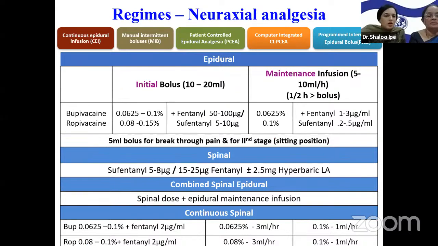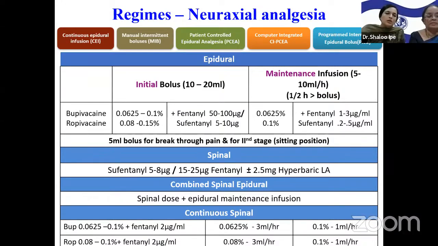The dose regimens are shown in the slide. In our institution, what we practice is mostly a conventional epidural with a conventional epidural infusion. So the initial bolus after siting the epidural is mostly 10 ml boluses, which is given as 5 ml aliquots of 0.125% or 0.2% ropivacaine with 2 mics per ml fentanyl.